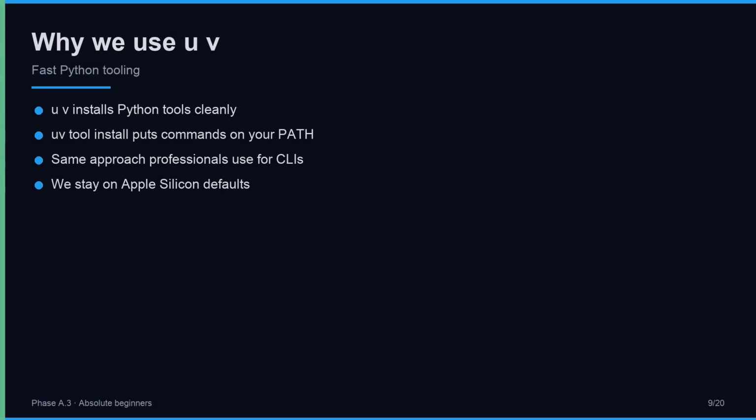We use UV because it installs Python tools cleanly. uv tool install places commands like ipython on your path. Professionals use the same pattern for many CLIs. On your Mac we keep the normal Apple Silicon defaults, no special Intel tricks. Especially remember, UV installs Python tools cleanly. Hold this thought, the next slide builds on it gently.